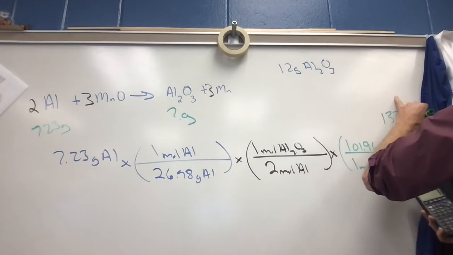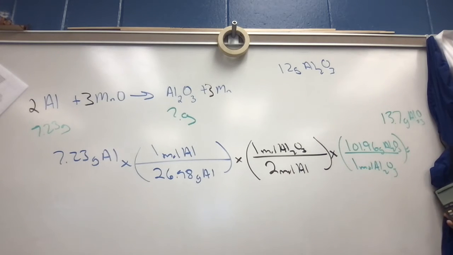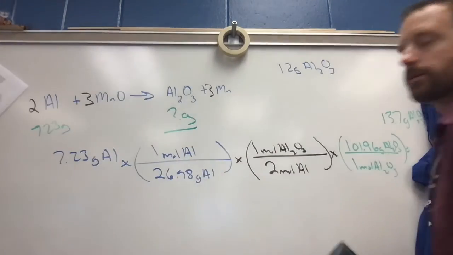13.7 grams of aluminum oxide. That's my theoretical yield, right? 13.7 grams of aluminum oxide is my theoretical yield. So that's what I would answer.